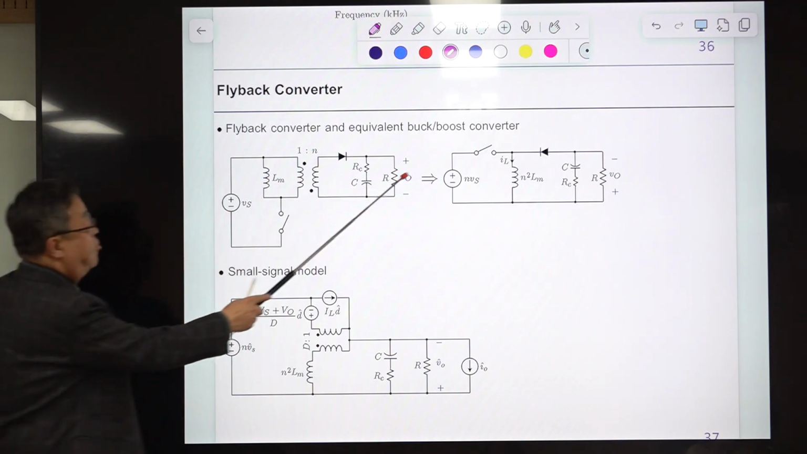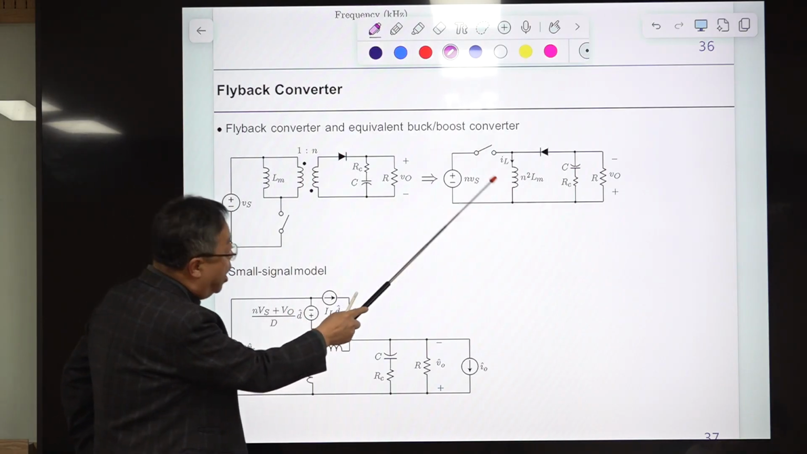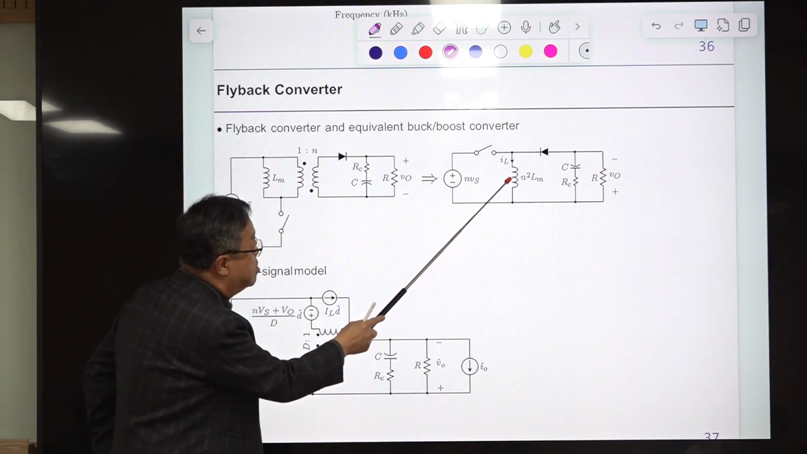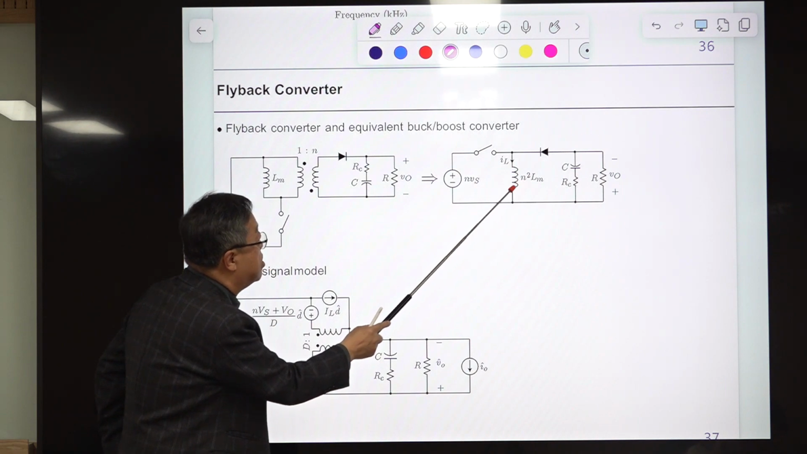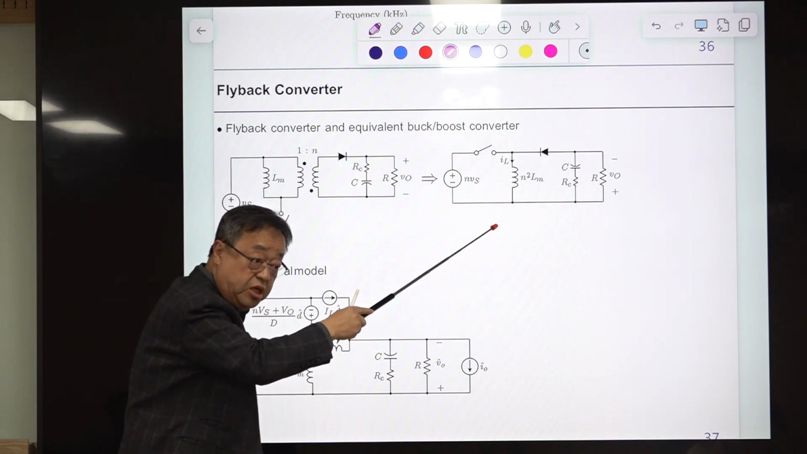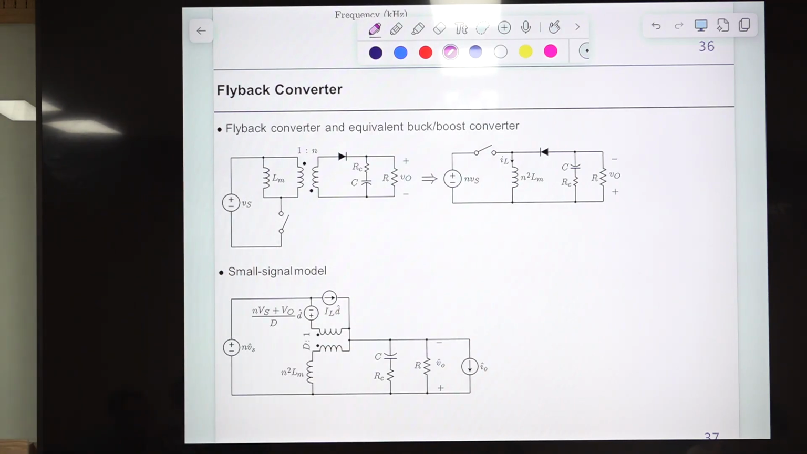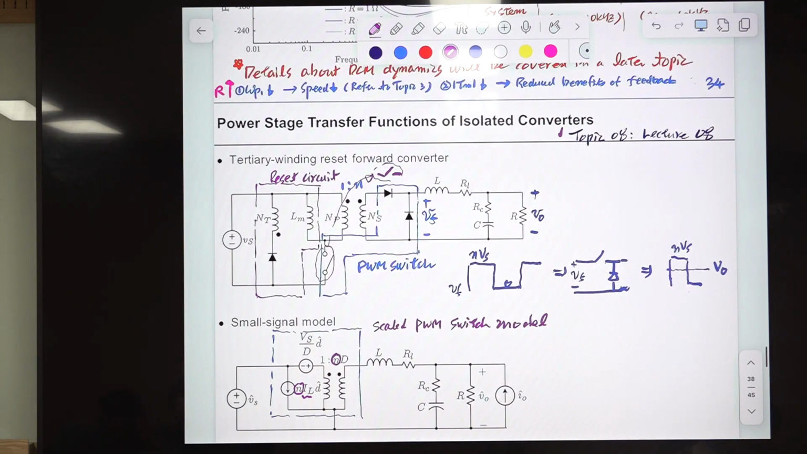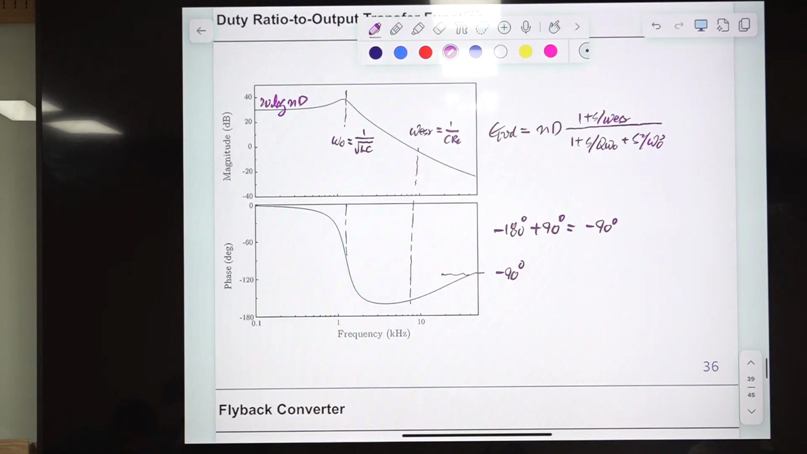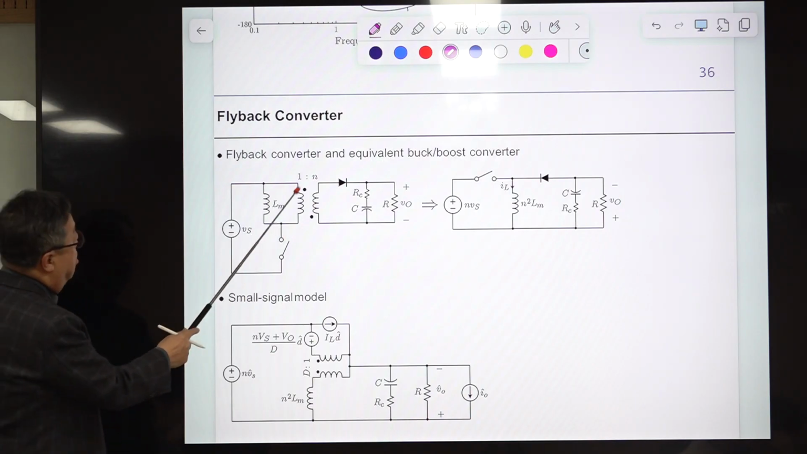This is the basic circuit diagram of the buck-boost converter. This Flyback converter is actually derived from this buck-boost converter by inserting a transformer here. So this can be reduced to this. The procedure is explained in this lecture, and all the details are discussed there. So this is kind of a conclusion.